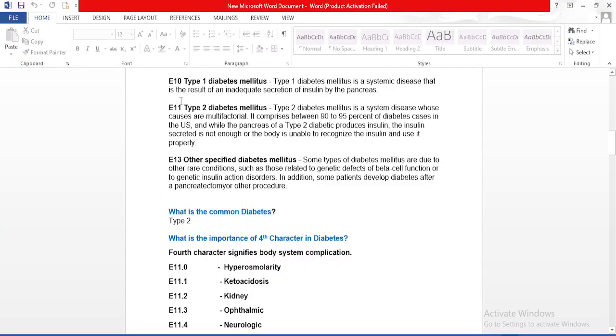Next category is E10, type 1 diabetes mellitus. So basically type 1 diabetes mellitus is a systemic disease that is the result of an inadequate secretion of insulin by the pancreas. So in E10, the pancreas is the culprit. Here the pancreas will not produce insulin, which is necessary to regulate our blood sugar.